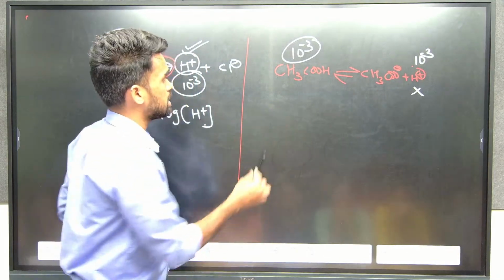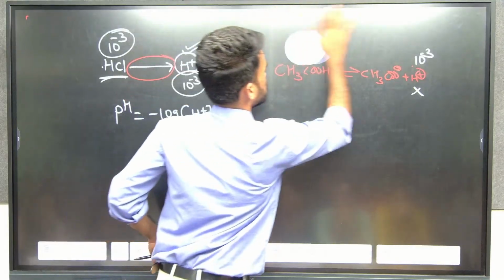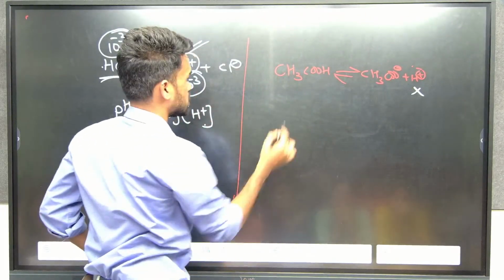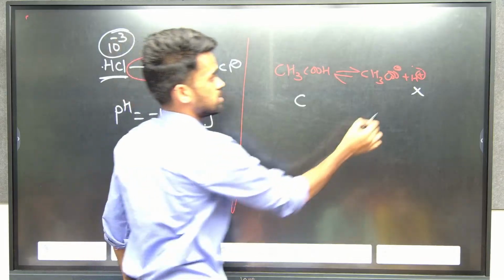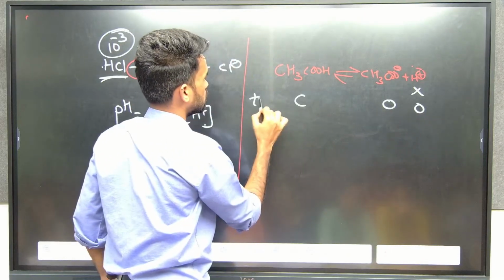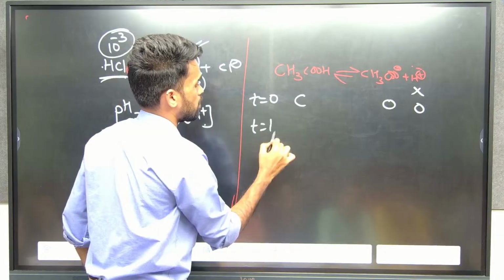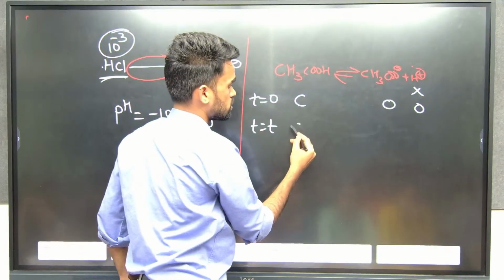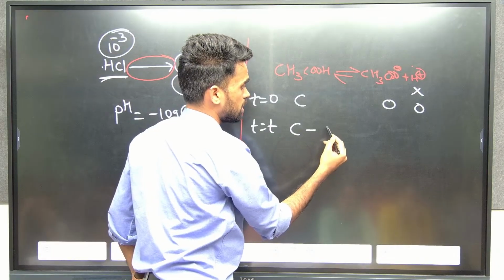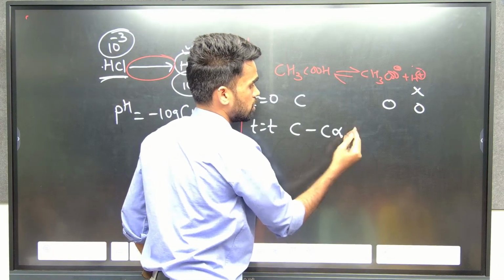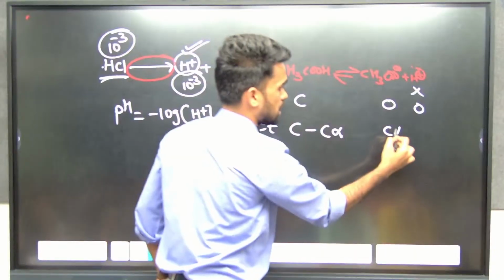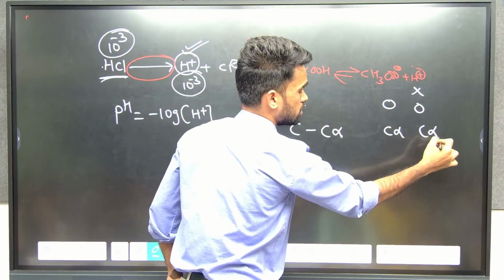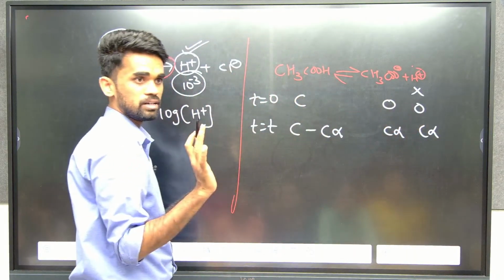See, let us say the acetic acid concentration is C, 0, 0 at the beginning. After some time t, what happens? Some amount of acid will dissociate like this. So I should say C minus something. That something I am saying as C alpha. So the same amount will be formed here, C alpha. H plus ion also is formed, C alpha. Up to here clear? Okay.